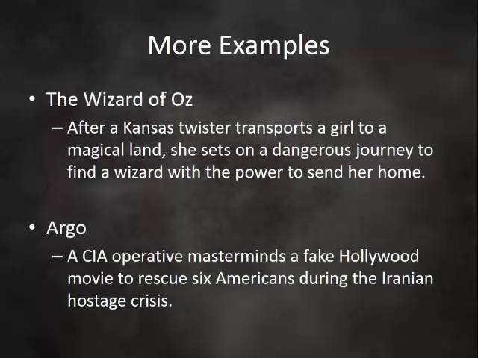It's a dangerous journey. Or let's consider Argo for a moment. A CIA operative masterminds a fake Hollywood movie to rescue 6 Americans during the Iranian hostage crisis. We have the Iranian hostage crisis as the event that kicks off the story. There's a CIA operative for a sense of the main character. Rescue gives us some sense of the outcome. It turns out that the hostage crisis is also the obstacle, and that's okay. Sometimes one element can do double duty. Here we even get a bonus. We get a hint at the main character's plan, a scheme involving a fake Hollywood movie.